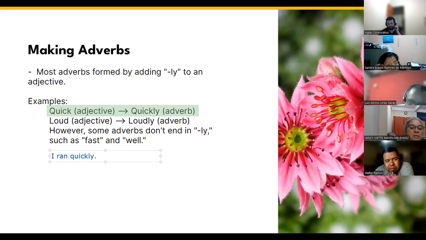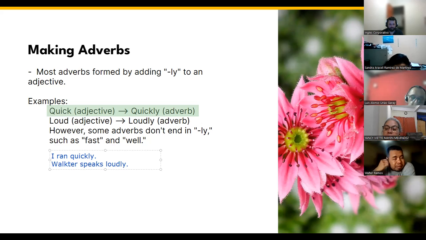That would be the adverb, right? What would be the loud? Loud is also an adjective, right, if you use it as an adjective. You can say, "Walter speaks loudly," right? Very good job. All right.